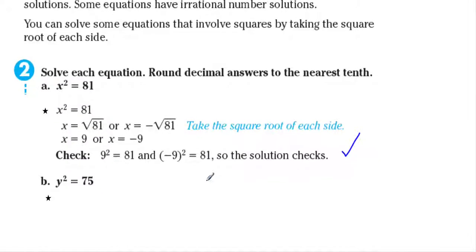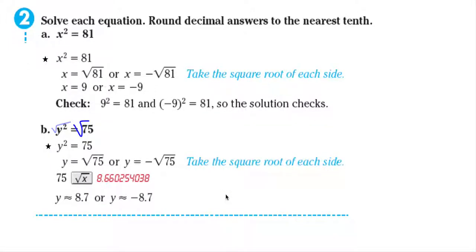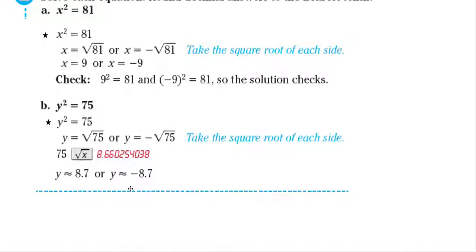Okay, next example, y squared equals 75. We take the square root of y squared and the square root of 75, and this is how the process goes. We end up with y equals radical 75, or y equals negative radical 75, which gives you a value of 8.66025438. To the nearest tenth, that is approximately 8.7 or negative 8.7.